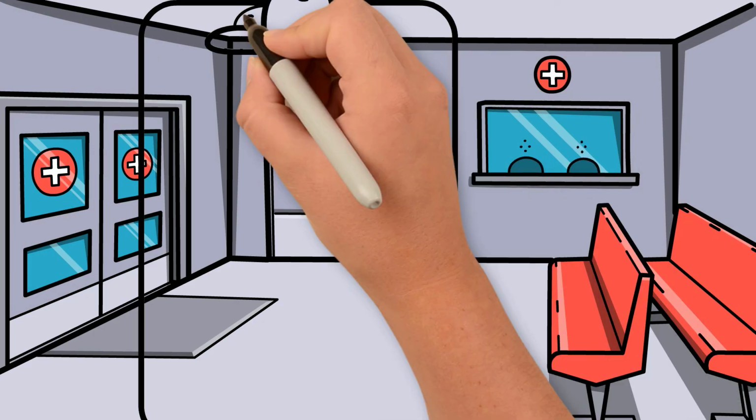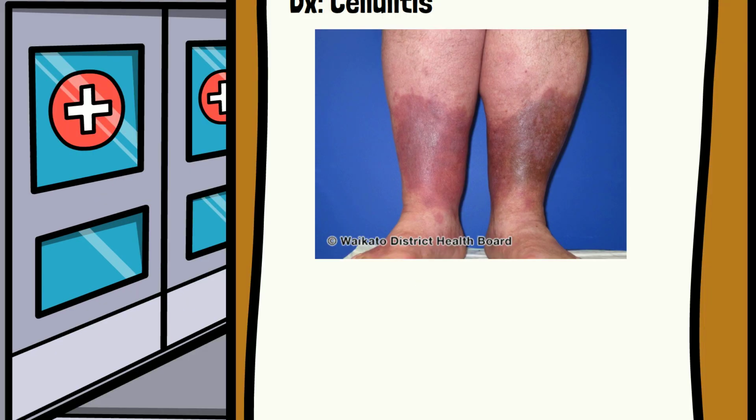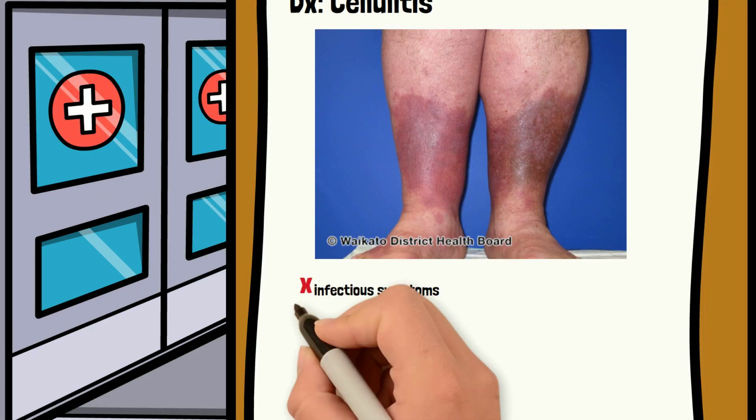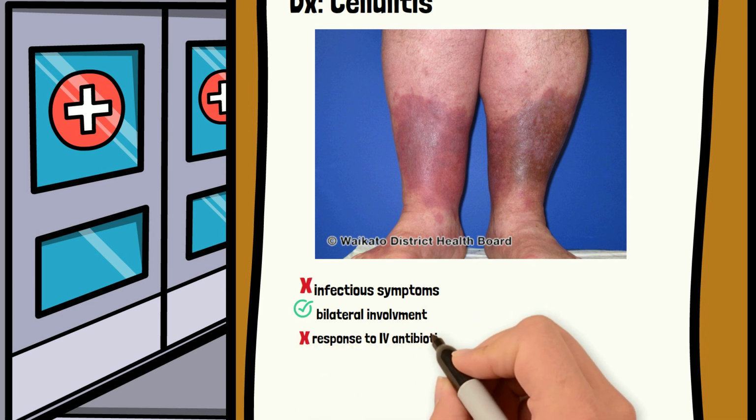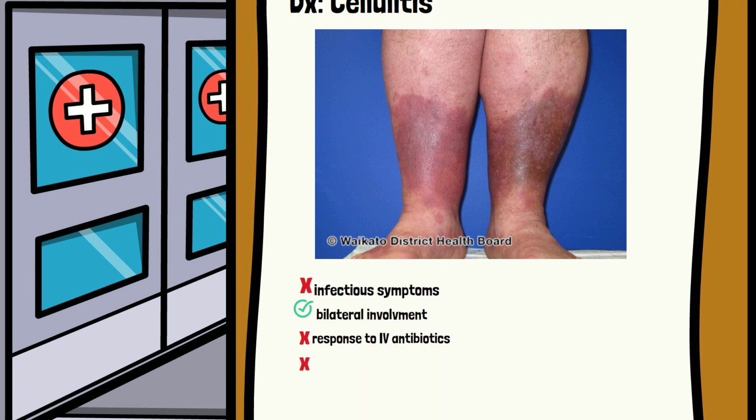Going back to the case, Mr. Lee, who was diagnosed with cellulitis, did not present with systemic symptoms of infection, had bilateral lower limb involvement, and did not respond to IV antibiotics. Looking at the rash again, you note that the skin change ends at the ankles. The skin color change is quite dull, rather than the bright red erythema you've seen before. There are features of peripheral vascular disease such as varicose veins and edema. All of these factors point to an alternative diagnosis.